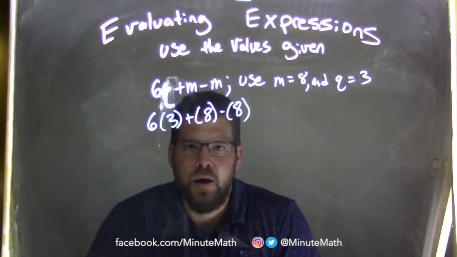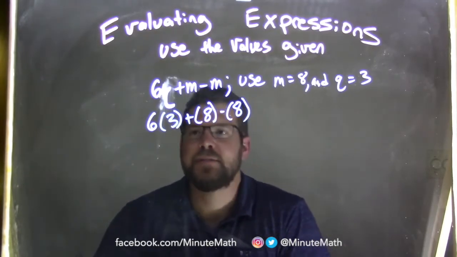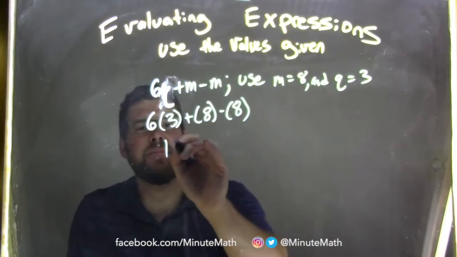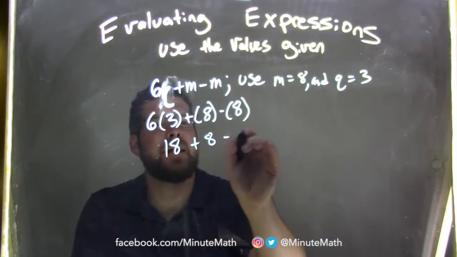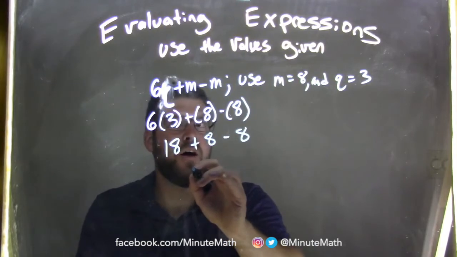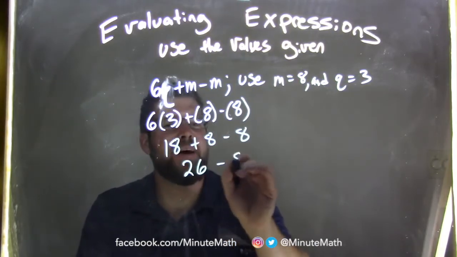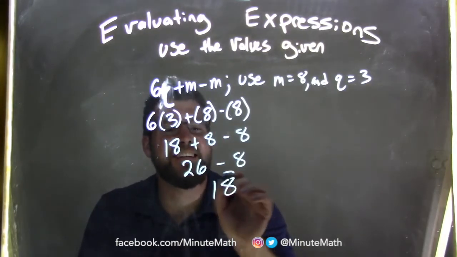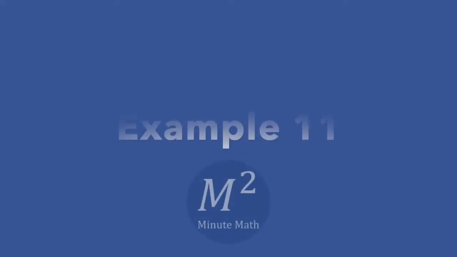So now we think about our order of operations. 6 times 3 comes first in this case here, and 6 times 3 is 18. Add 8 minus 8. 18 plus 8 is what? 26 minus 8, and 26 minus 8 comes out to be 18 again, our final answer.